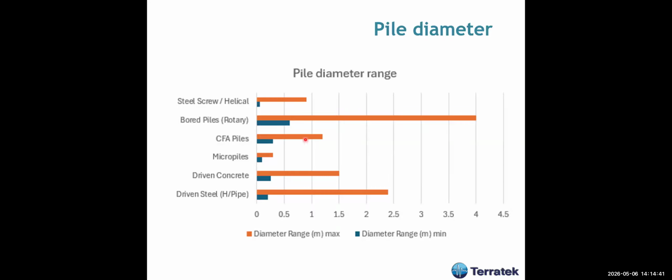And usually CFA piles go up to 1.2 meters, not more than that. Driven concrete piles, most piles I have done in the past were not as large as 1 meter. They were much less than that, up to 0.8 meters, etc. And driven steel piles, they can go up to offshore piles. They go up to 2.5 meters in diameter.